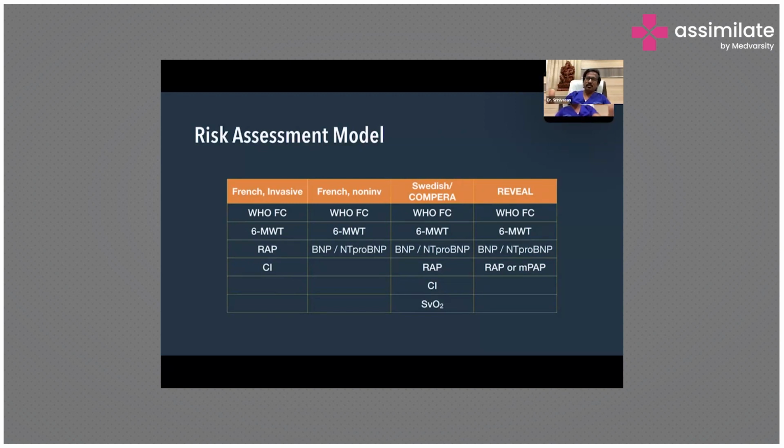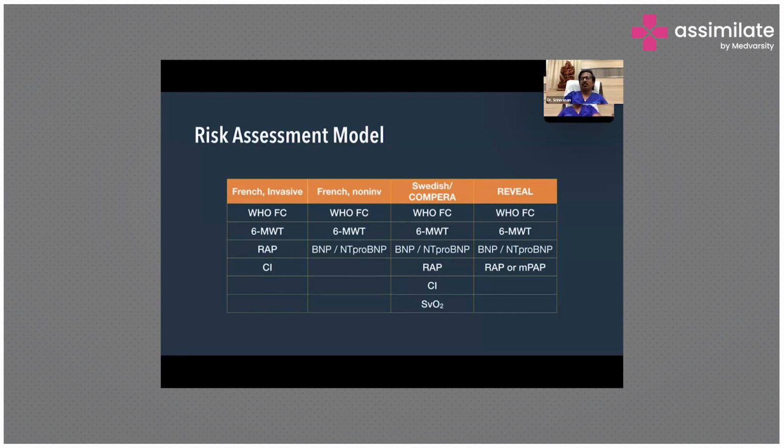And in some models, we use the right atrial pressure and cardiac index. The other 3 models also use the NT-proBNP levels. This is now easily available, in most of the places. NT-proBNP is now even a point of care test, so you can do it at the bedside. The result will be available within 10 minutes. So based on that, you can make a risk assessment.